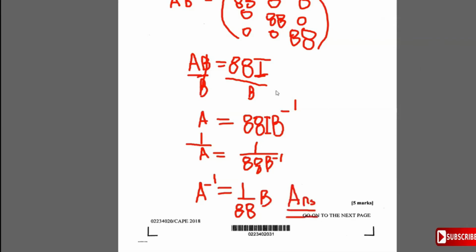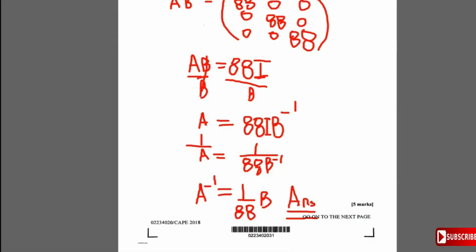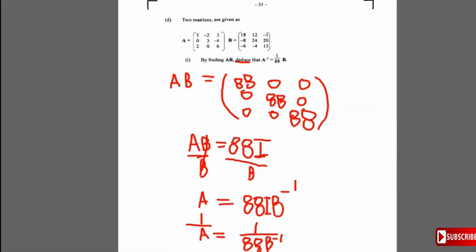No, you didn't have to do it like that. It said deduce, it didn't say show. I deduced that by finding A times B, I deduced that A inverse is 1 over 88 times B. Now, you didn't have to do it this way. Another way would be the following. This is what they teach us to do.